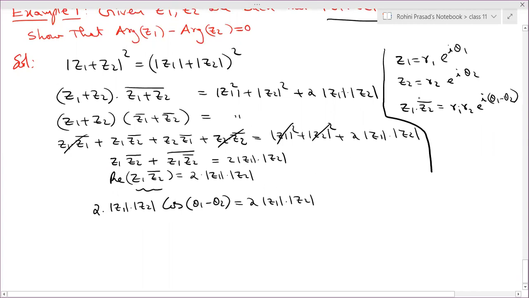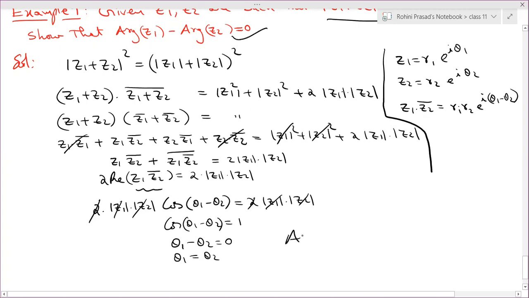And of course, when you take the real part, you get 2 times of that. That's what you get in the formula actually. So that 2 and 2 get cancelled, and the moduli get cancelled, and then you get cos of theta 1 minus theta 2 equal to 1. Cos 0 is 1, so theta 1 minus theta 2 equal to 0. So theta 1 equal to theta 2, and that's what they're asking us to prove.